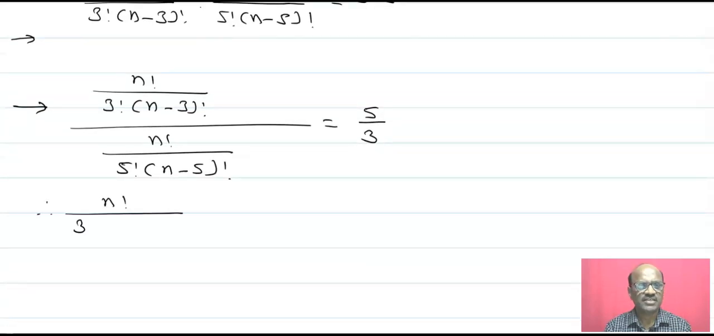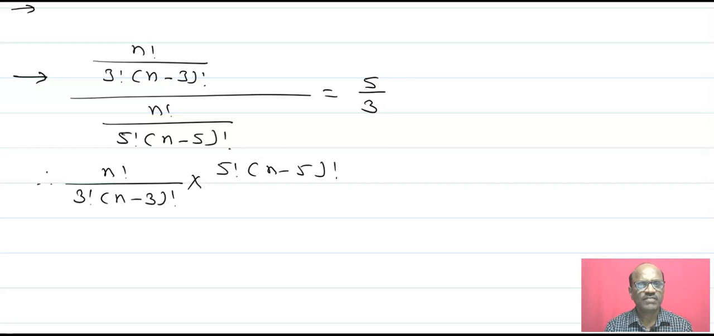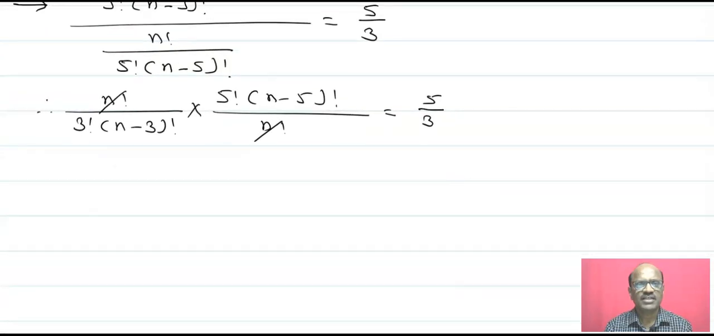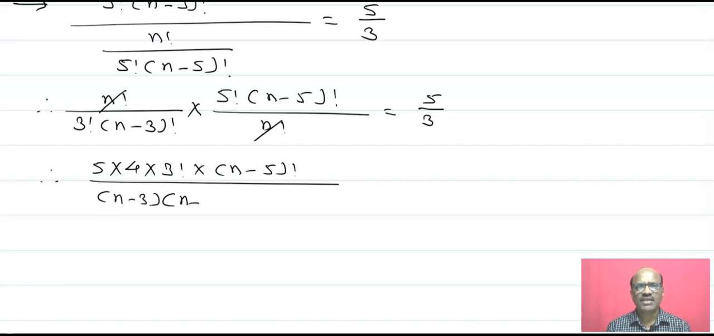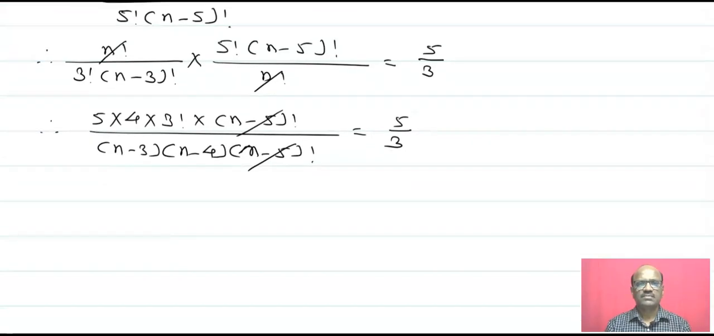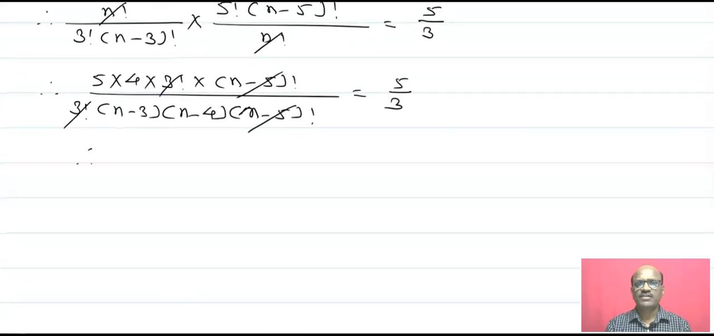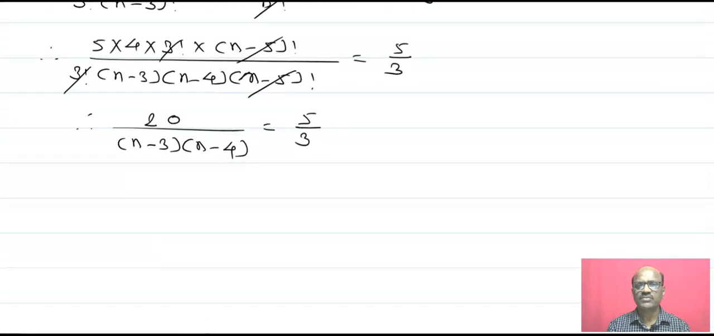Now simple calculations. n! / (3!(n − 3)!) × 5!(n − 5)! / n! = 5/3. Now n! gets cancelled, and you will get 5 × 4 × 3! × (n − 5)! / ((n − 3)(n − 4)(n − 5)!). Now (n − 5)! gets cancelled on both sides, and therefore 3! gets cancelled. Next is 20 / ((n − 3)(n − 4)) = 5/3.